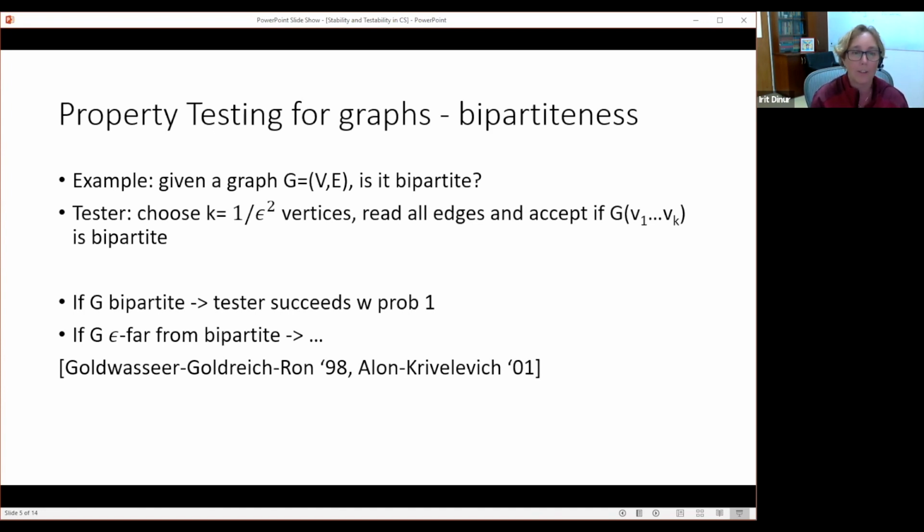GGR and later Alon and Krivelevich, who improved the parameters, showed that indeed the tester will reject with probability, say, 2/3. And there's an interesting question here. How many vertices do you need to probe in order to get this probability 2/3? I think GGR proved 1/epsilon squared, and Alon and Krivelevich showed that it's almost 1/epsilon.